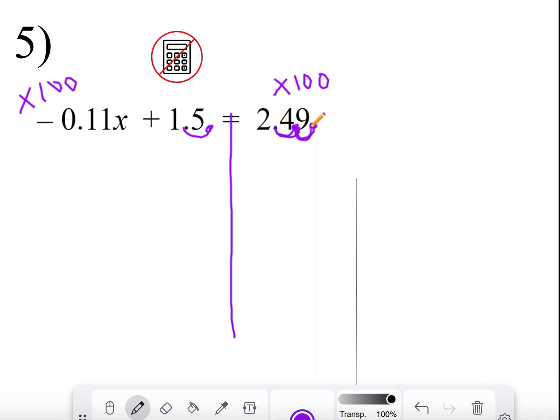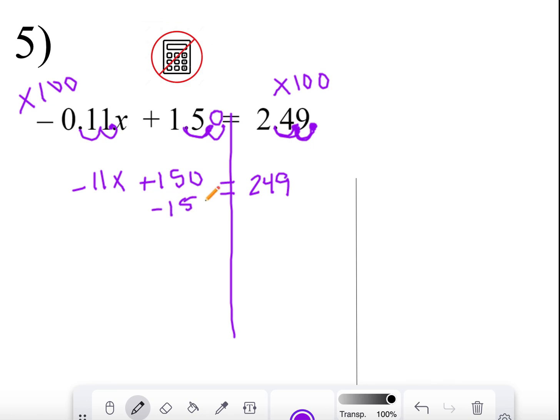Watch this, once, twice, but over here, be careful, once, twice. That's going to have to be filled in with a 0. 1.5 times 100 is 150, and then once, twice. So we end up with negative 11x plus 150 is equal to 249. Much easier problem. So then let's go ahead and continue solving.